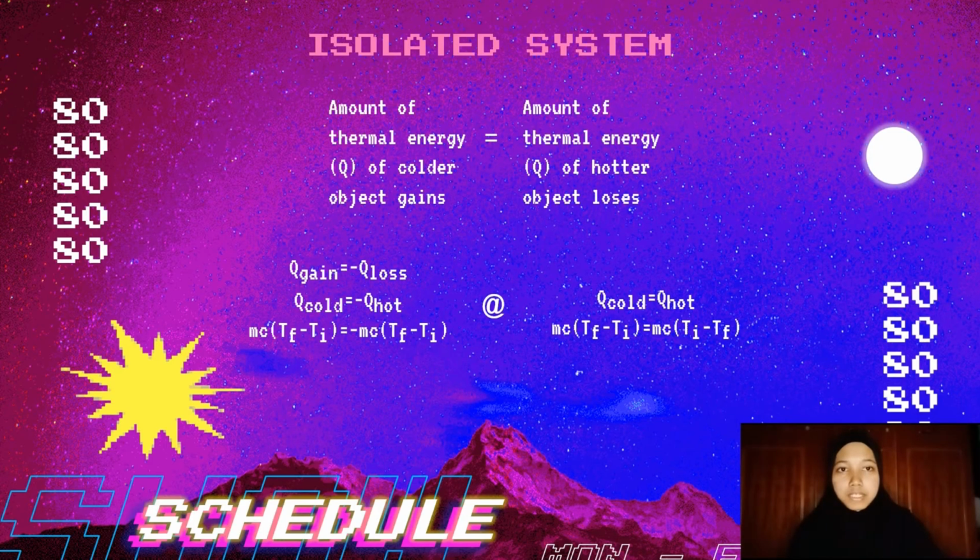But be alert that some reference books or notebooks use Q cold is equal to Q hot, with no negative in the Q hot. So what we need to do is just reverse the positions of Tf and Ti for Q hot, which is Ti minus Tf.